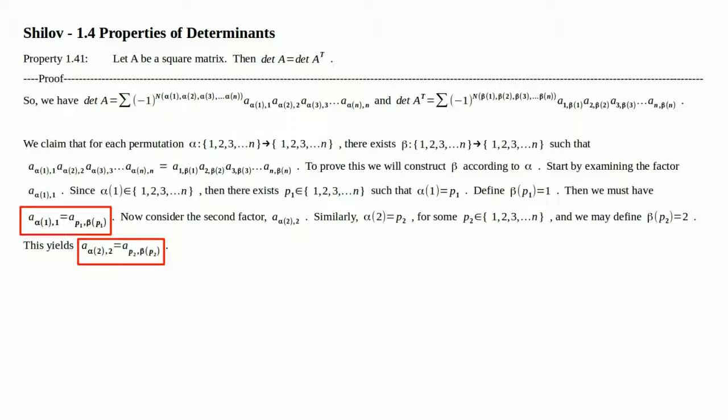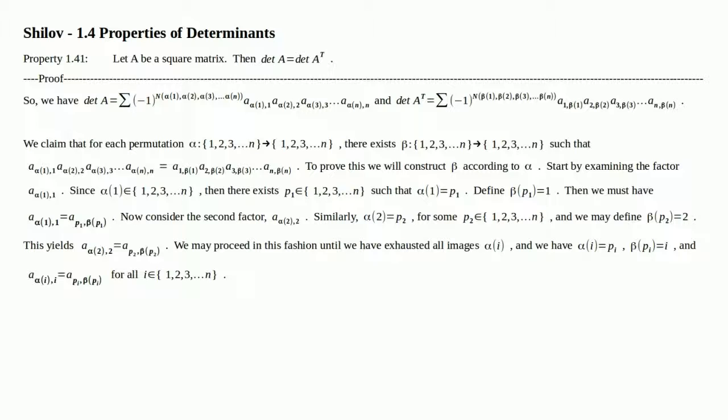We may proceed in this fashion until we have exhausted all images alpha of i, and we have alpha of i is equal to p sub i, beta of p sub i is equal to i, and A sub alpha of i, i is equal to A sub p sub i, beta of p sub i, for all i in the set 1 through n. You start to see what I was talking about? This is crazy, this proof. But I'm sure you'll rise to the occasion.